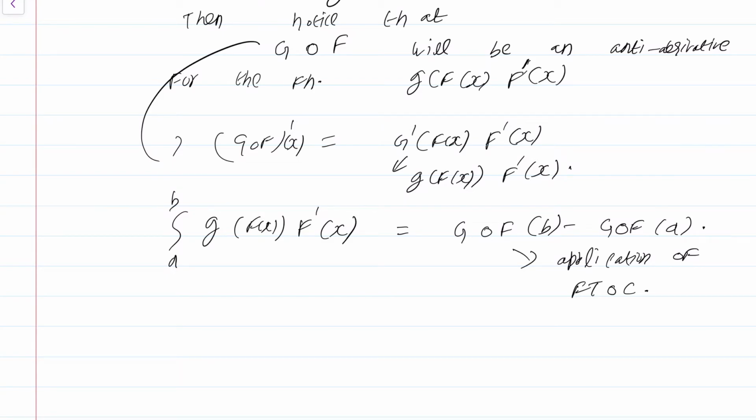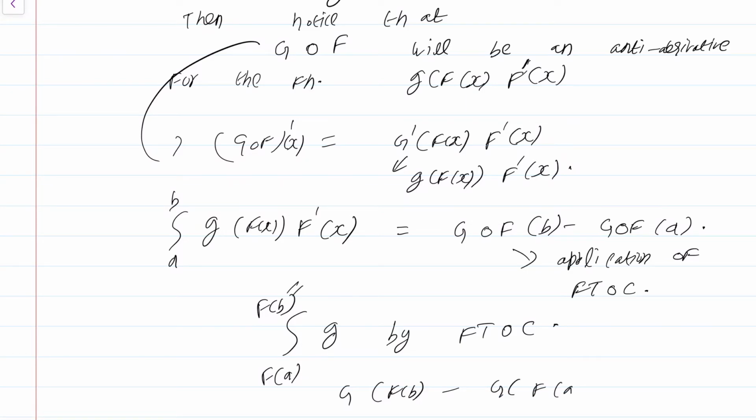So integral a to b of g of f of x, f prime of x is just G of f of b minus G of f of a, which is nothing but integral f of a to f of b of g. Why is this the case? Well, again by the fundamental theorem of calculus, because the integral of g from f of a to f of b will be just G of f of b minus G of f of a, and this is the same as this.